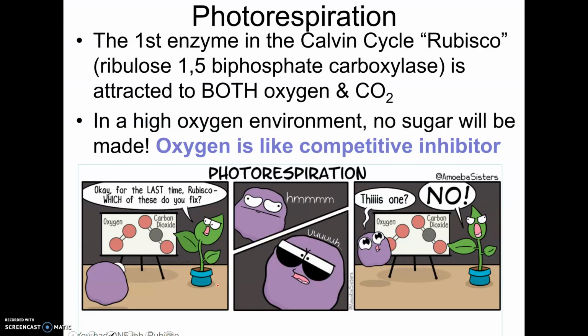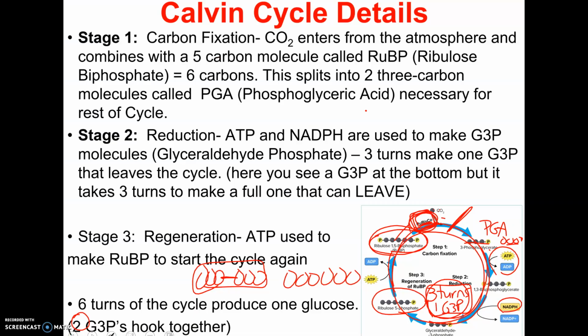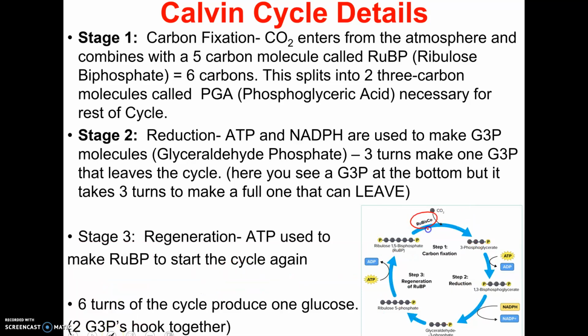Okay, so photorespiration. So here's the reason that I mentioned rubisco. It's ribulose 1,5-bisphosphate carboxylase, which is a really long name, so we just call it rubisco. And here's the thing. That enzyme is attracted not just to carbon dioxide, which is what we want it to go to. Let me erase all this work here. Okay, so here's rubisco. It takes carbon dioxide, it makes this 6-carbon molecule that breaks into the 3-phosphoglycerate. That's what it's supposed to do. But it's also attracted to oxygen.